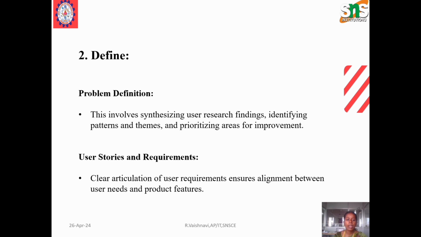Second one, define. In define, we have problem definition and user stories and requirements. This involves synthesizing the user research, identifying patterns and themes, and prioritizing areas for improvement. Next one, user stories and requirements. Clear articulation of user requirements ensures the alignment between the user needs and the product features.